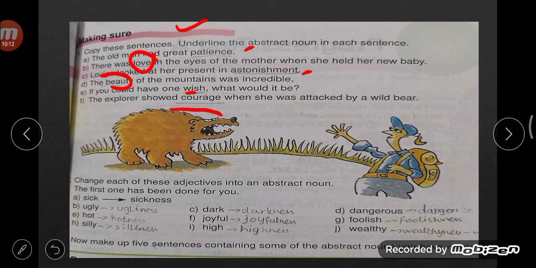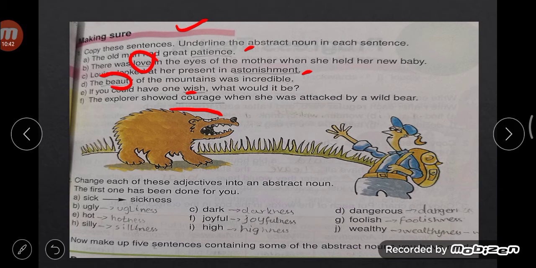Now come to question number 2. Change each of these adjectives into an abstract noun. Very interesting question and very easy question. You have to change adjectives into abstract nouns. Okay? So sick, the first one has already been done for you. Sick is an adjective and you will change it into an abstract noun by just adding ness, sickness.